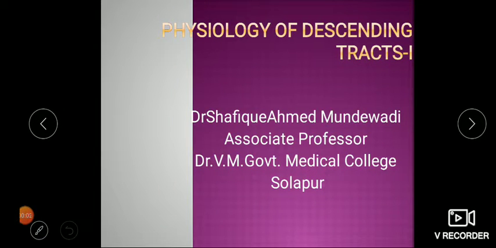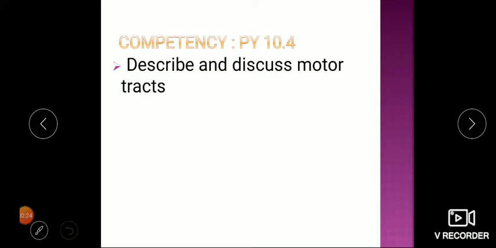Hello everybody, let's start the new topic today, Physiology of Descending Tract, Part 1. In the previous lecture, we have learned regarding physiology of ascending tract, physiology of pain and pain control mechanism. Now let's descend down from cortex and see how the brain works. This is based on competency PY 10.4 as per the MCA booklet. Describe and discuss motor tracts.